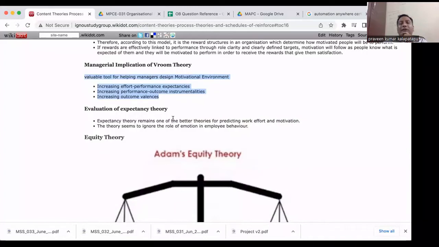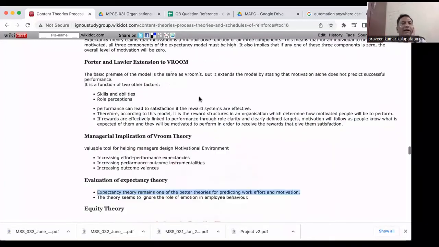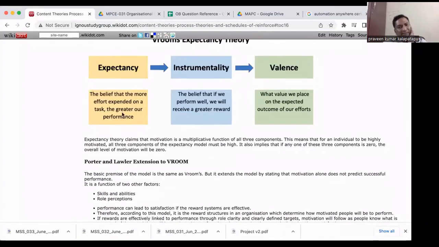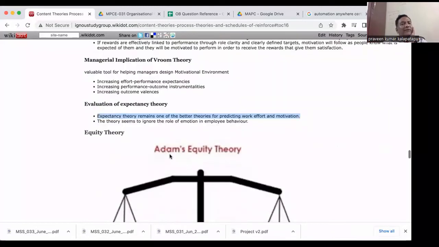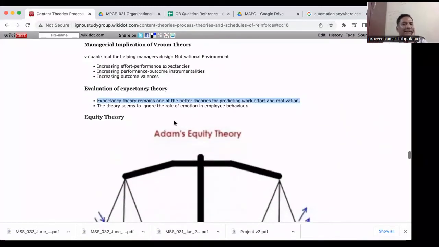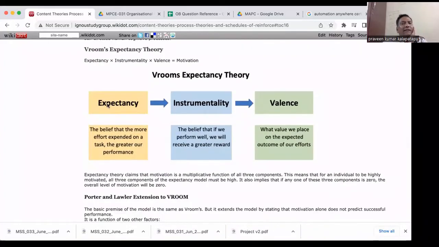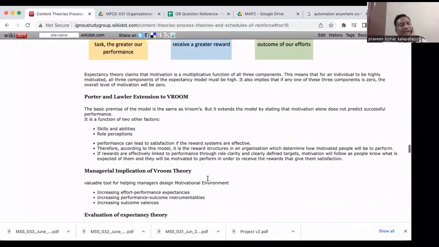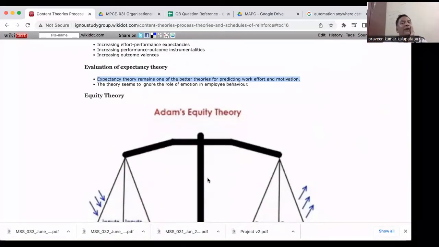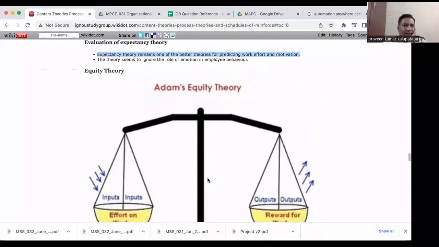So evaluation, what are the shortcomings? Expectancy theory remains one of the better theories for predicting work, effort, and motivation. The theory seems to ignore the role of emotion in employee behavior. So there is no room for emotion in this particular theory. That is exactly the missing point as far as this theory is concerned. Okay, so what did we learn? Vroom theory: expectancy, instrumentality, valence. And now we are going to equity theory.